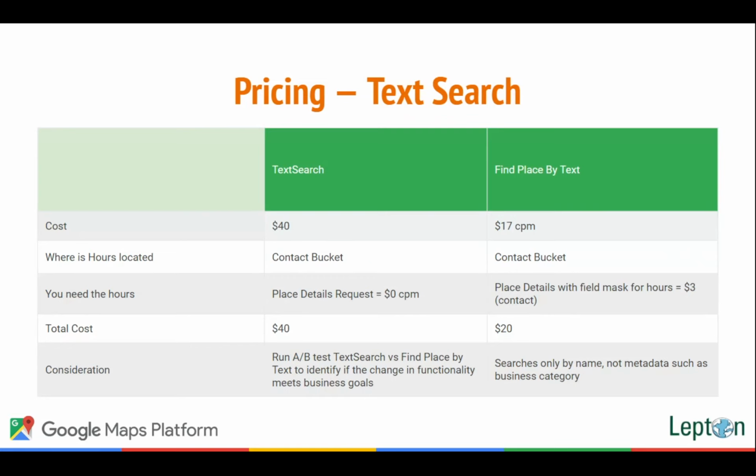And supposedly, if I need the contact details, or let's say the operational hours, which is the contact bucket from Place Details data, then 17 plus 3, if I talk about Find Place by Text, is going to cost me only $20 per thousand calls. So that's a saving of $20 per thousand calls. And that's where I need to do the due diligence and evaluate: what is my use case all about? Is it sufficient for me if I go with Find Place by Text?